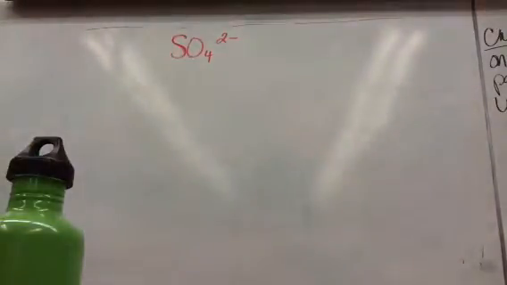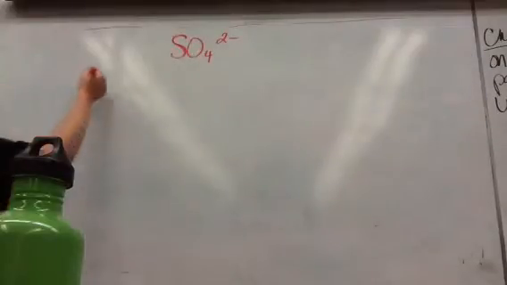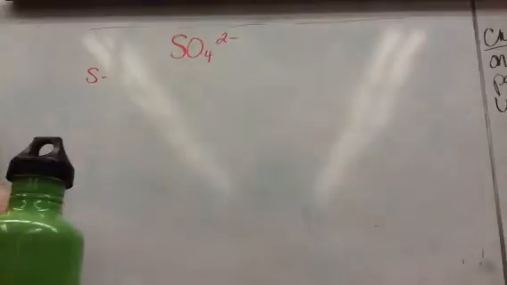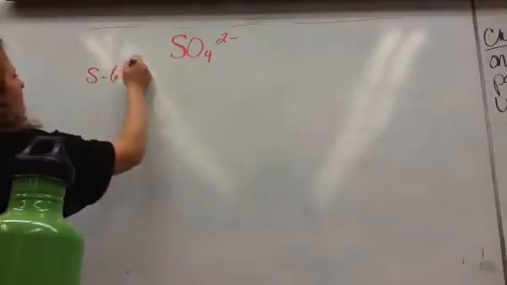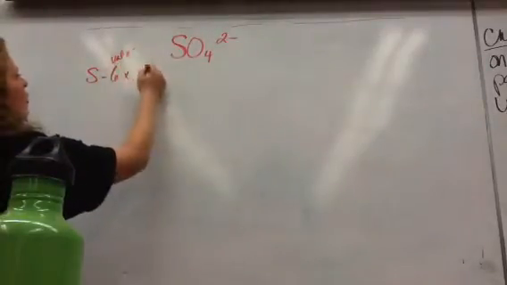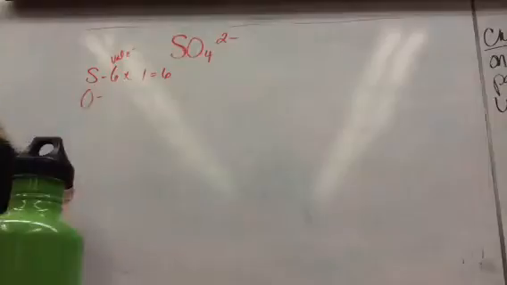So, that's going to be real important when we count up what? When we count up our valence electrons. We know that we have 2 extra. So let's do that process first. So we have sulfur. How many valence electrons does sulfur have? 6 valence electrons. And how many sulfurs do we have? 1.